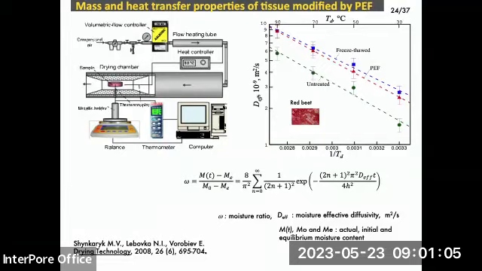The same you can see, for example, at 90 degrees. At 90 degrees, the effective diffusivity for the untreated tissue will be the same as the effective diffusivity for the PEF-treated tissue, but at 70 degrees. It means that with the treatment, we can decrease the drying temperature by 20 degrees. And of course, the energy consumption will be lower, and also the quality of the product will be better if we dry at lower temperature.